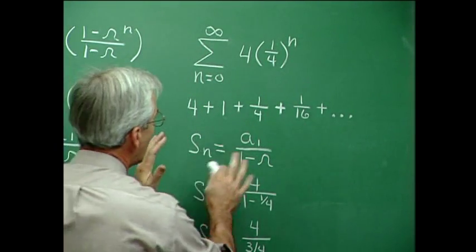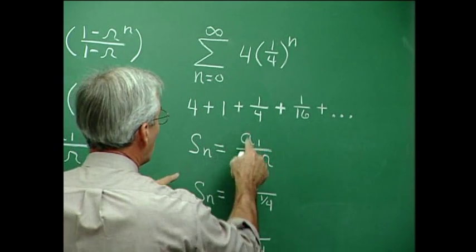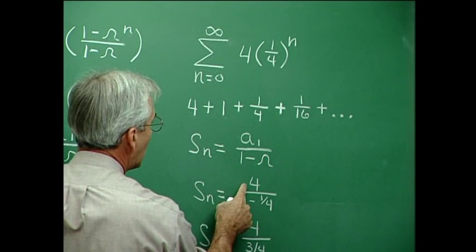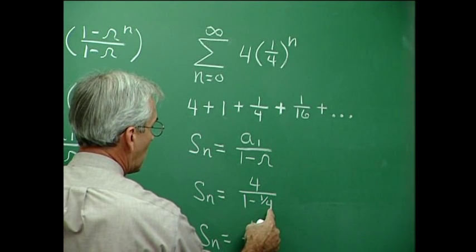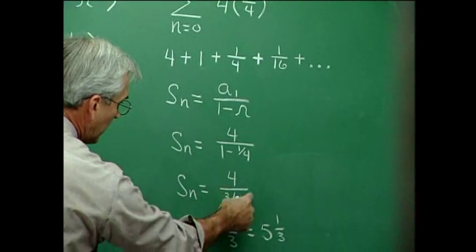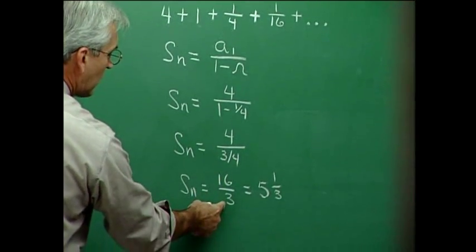Well, let's see. To go through with our formula, it's a sub 1 over 1 minus r. And a sub 1 turns out to be 4. And then 1 minus r is 1 minus 1/4. That's 3/4 in the denominator. And so cleaning this up a little bit, it's 16 over 3, or 5 1/3.